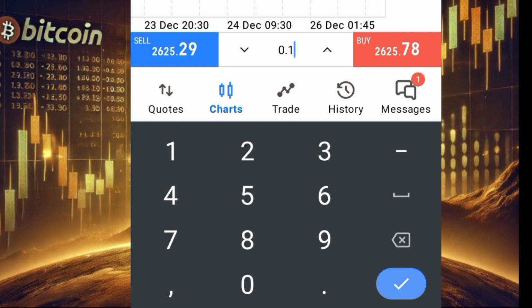Now, this is a topic on its own. As a beginner, I'll just advise you to stick to 0.01 until you understand how lot sizes work. Then you can start increasing them. For your first trade, whatever money you have in your account, it's okay to use 0.01. As time goes on, you will learn the right lot size to use, because lot size can actually blow your account.